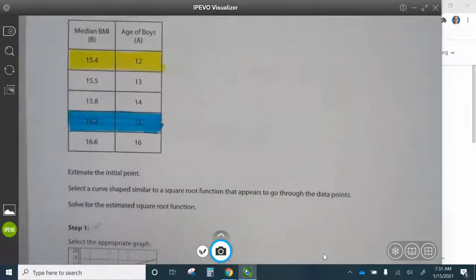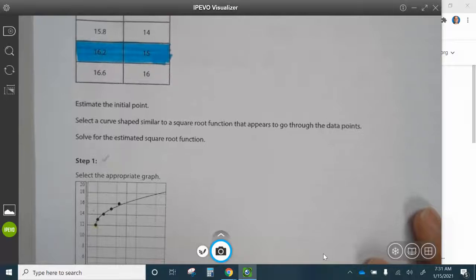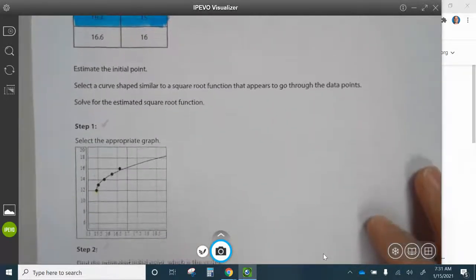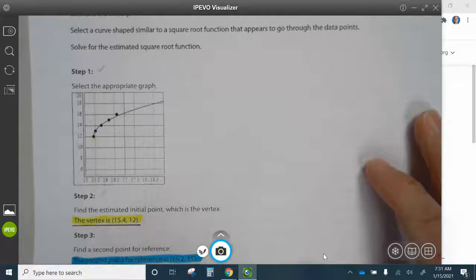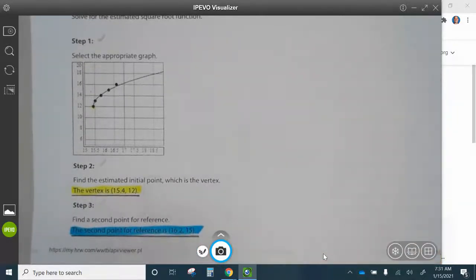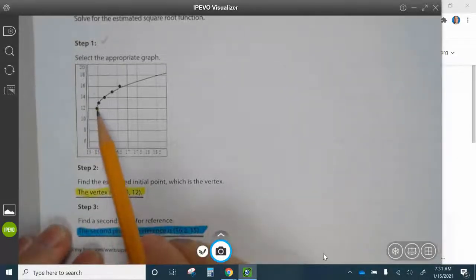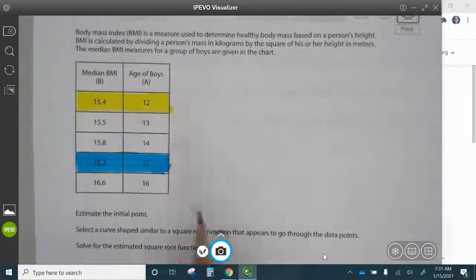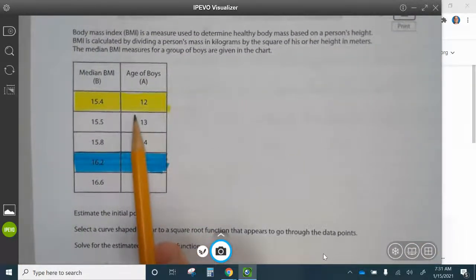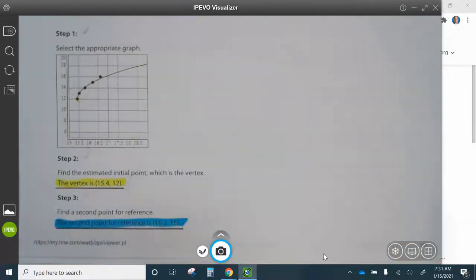All right. Now, step 1, graphing, is pretty straightforward. Just basically graph the points on the graph. That should be pretty easy. Now, step 2, find the estimated initial point, which is the vertex. That is this point right here, which is the first point in the table. So this is your vertex. Your vertex is 15.4, 12.